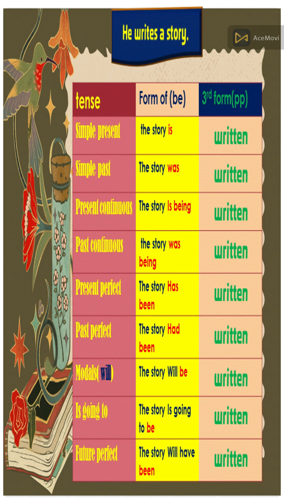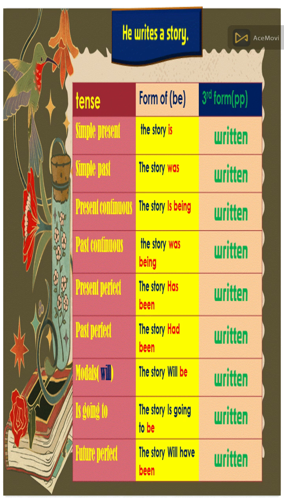Part one, simple present. In simple present, the passive is "is written", so the story is written. Into simple past, the story was written. Present continuous, the story is being written. Past continuous, the story was being written. Present perfect, the story has been written. Past perfect, the story had been written.